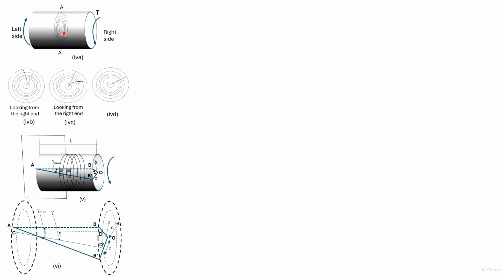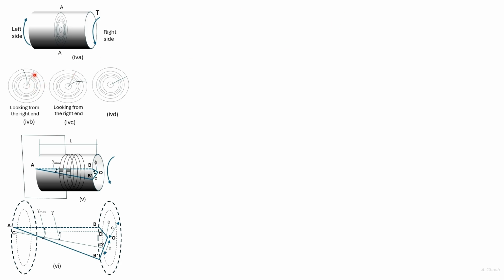Let us consider the section AA as shown along with the concentric circles. To start with, let us look at this bar from the right side or the right end. Let us assume that there is angular distortion within the plane AA. We consider that the outer concentric circles undergo greater angular rotation than the inner concentric circles.